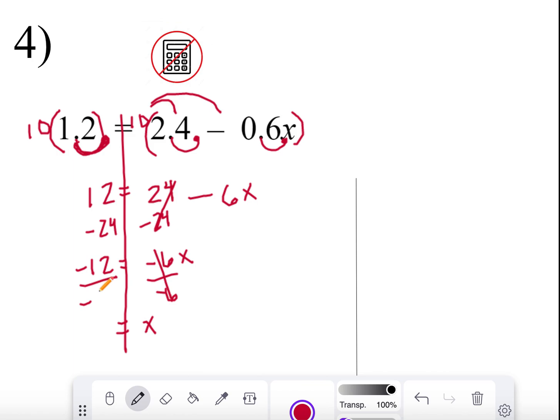And over here we're going to divide by negative 6, giving us a value of 2. And we're done. The answer is absolutely 2.